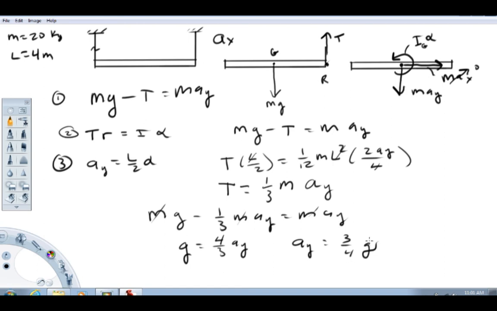That would be 3/4 of 9.8 meters per second squared, or 3/4 of 32 feet per second squared. The next move would be to take this a_y and substitute it in here to get the tension. After that, we could take that a_y and substitute it here to get alpha. I'm going to go ahead and end this video here. That problem's pretty well done. I'll leave that for an exercise to the reader.